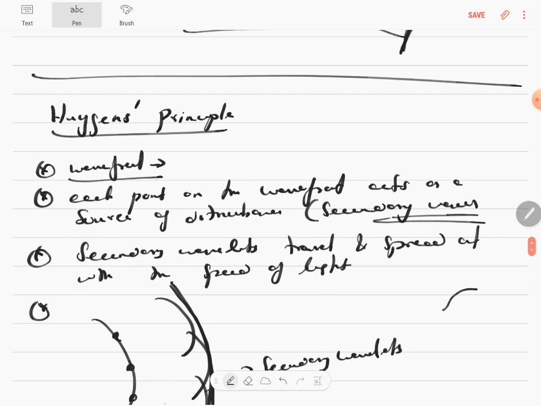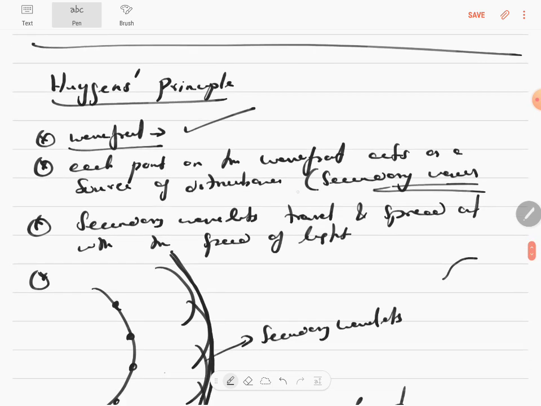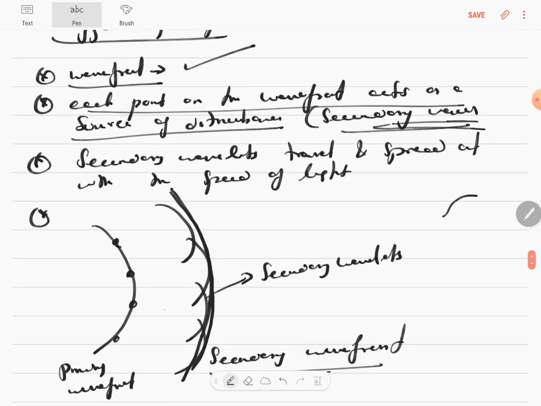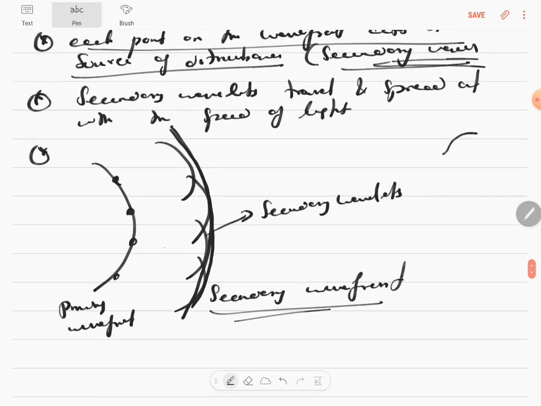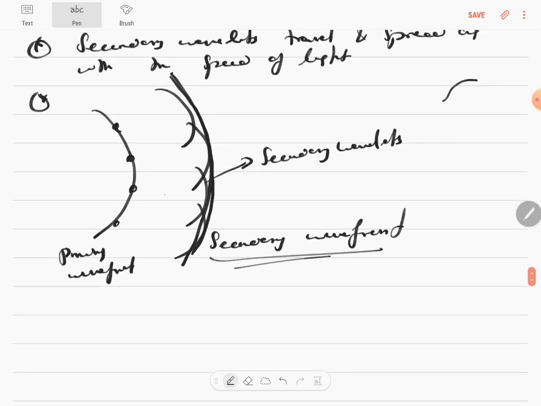What are wavefronts? The locus of the points which are vibrating in the same phase. Each point on the wavefront acts as a source of a secondary disturbance known as secondary wavelets. The secondary wavelets travel and spread out with the speed of light, and the enclosure drawn to the secondary wavelets is called the secondary wavefront.